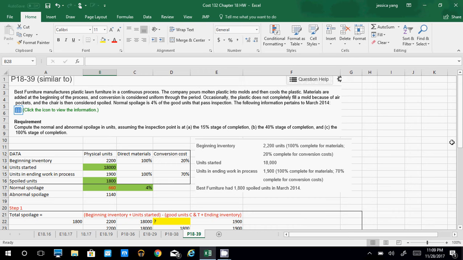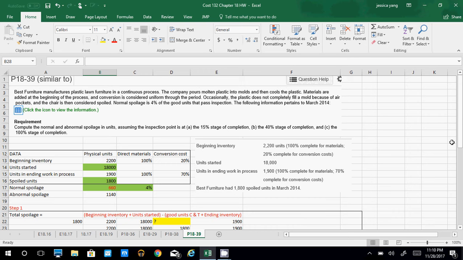Occasionally, the plastic does not completely fill a mold because of air pockets, and the chair is then considered a spoil. Normal spoilage is 4% of good units that pass inspection. The following information pertains to March 2014. Requirements: compute the normal and abnormal spoilage in units, assuming the inspection point is at A, the 15% stage of completion, B, the 40% stage of completion, and C, the 100% stage of completion.